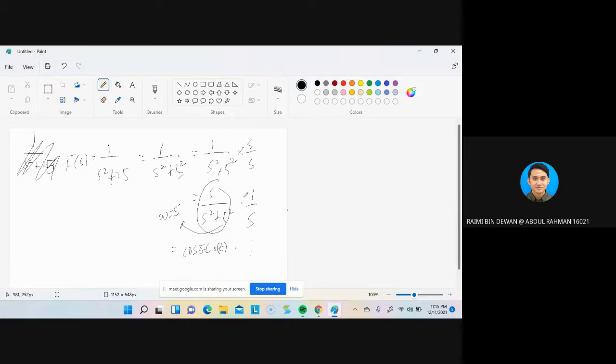So 1 over s is u(t). So you have here, you can see, right? It is cos 5t u(t), because 1 over s is u(t). So this is your F(s).